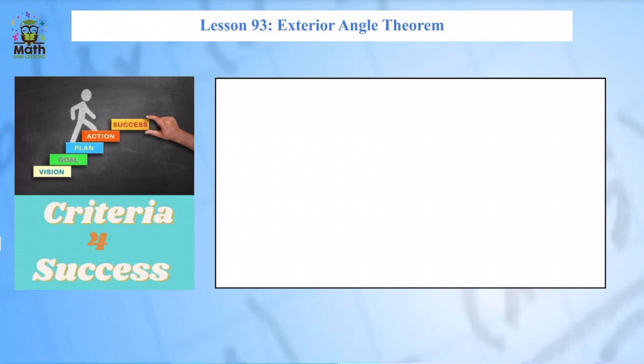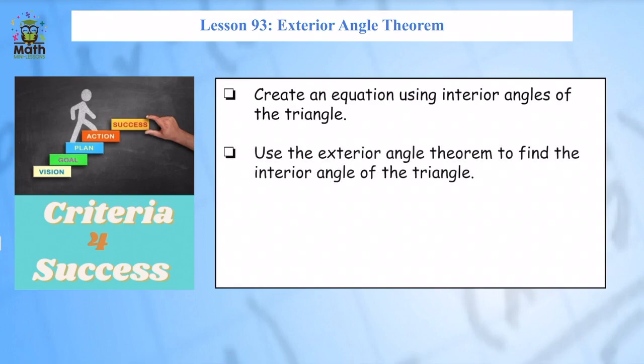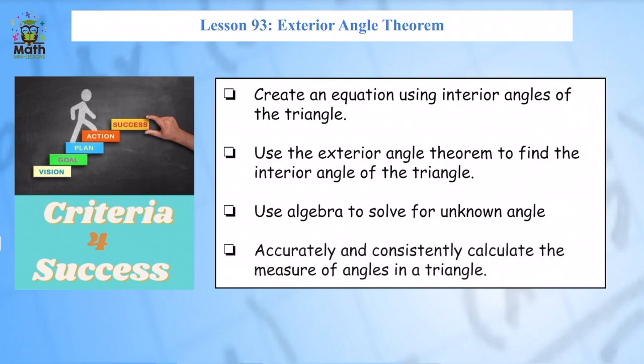For our final lesson, lesson 93, we're going to learn another theorem, our second theorem, the exterior angle theorem. We're going to create equations using the interior angles of triangles and use the exterior angle theorem to find the interior angle of a triangle. We're going to use those EE skills to find the unknown angle and accurately and consistently calculate the measure of angles inside of a triangle.